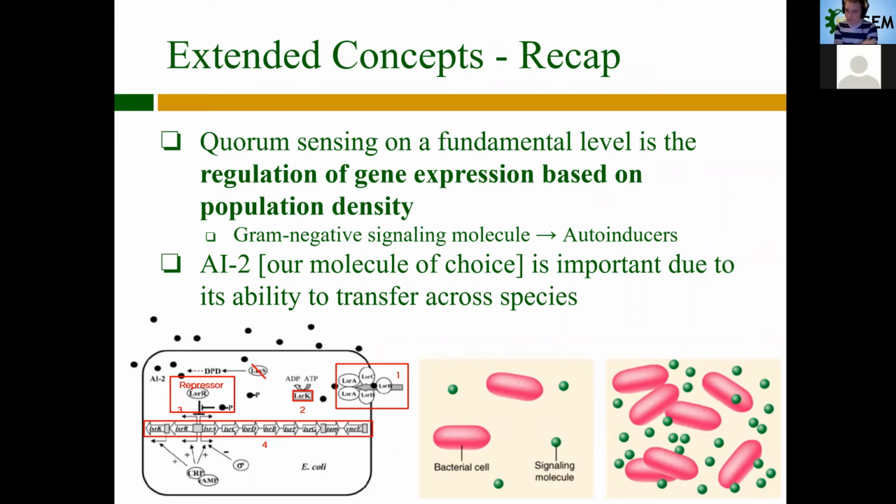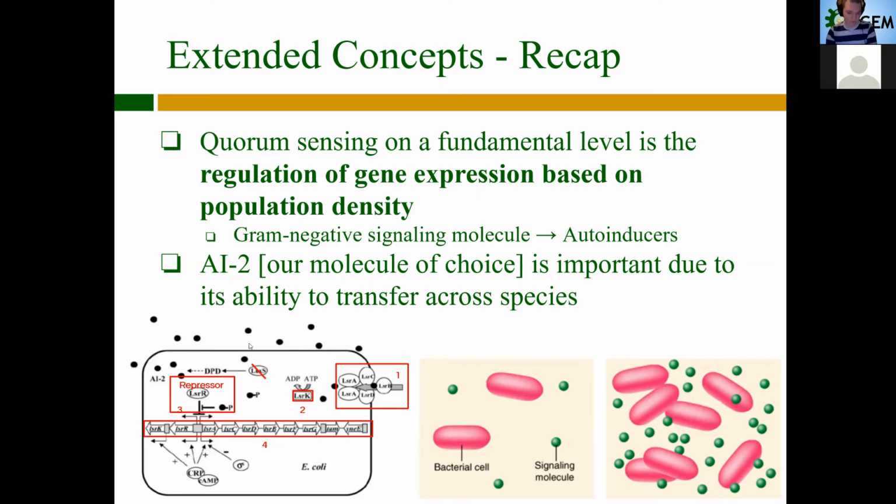So we're specifically focusing on gram-negative quorum sensing. Gram-negative bacteria use a specific type of quorum sensing molecule called autoinducers. And AI2, or autoinducer 2, is our molecule of choice because it has the ability to transfer across multiple different species, one of which is Salmonella. And this has a certain implication with our project because we're trying to determine if we have a Salmonella infection within our sample of food processing.